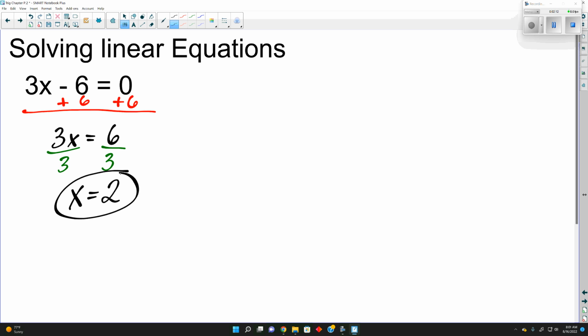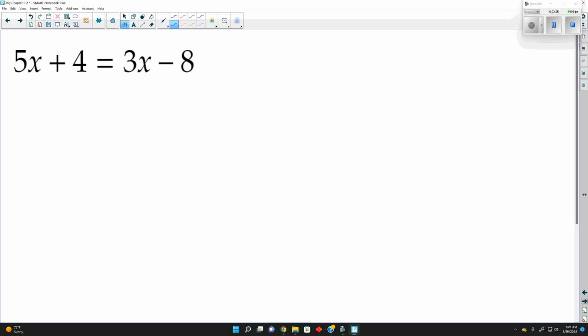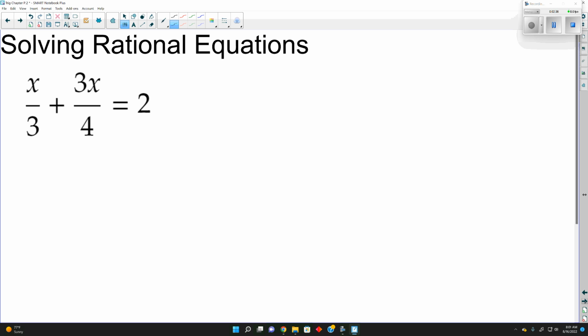Any questions on this here? Do we need to see really any more solving linear equations? So do we feel comfortable with doing stuff like this here? If so, we'll move on to this one here.